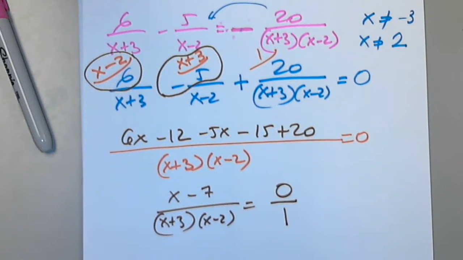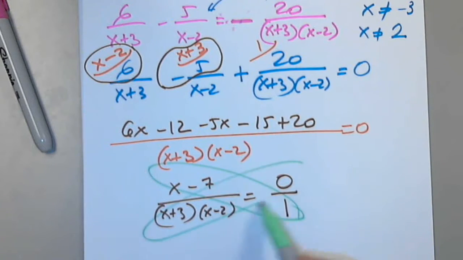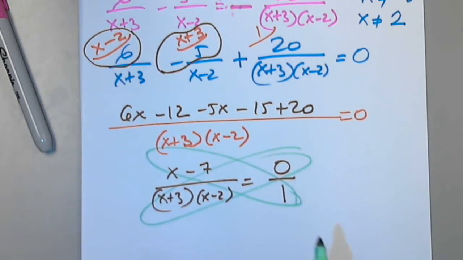This just tells us that this has now been changed into a proportion. And only in a proportion can I cross multiply. Very good. And then I get what? Equals 0. This product is 0. So therefore x equals 7.